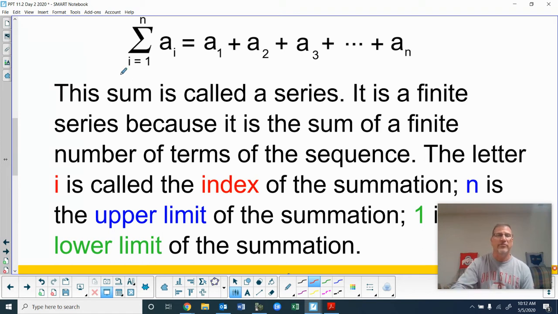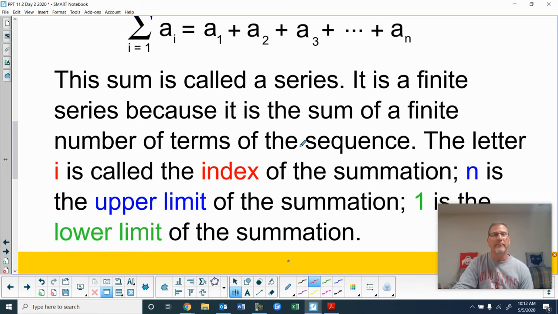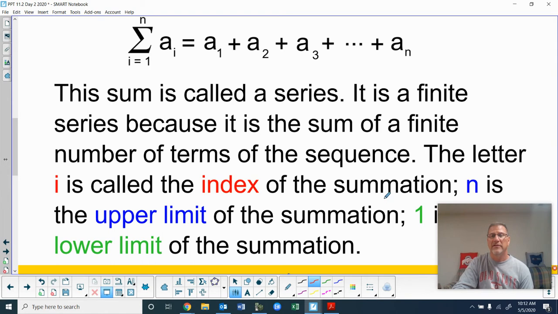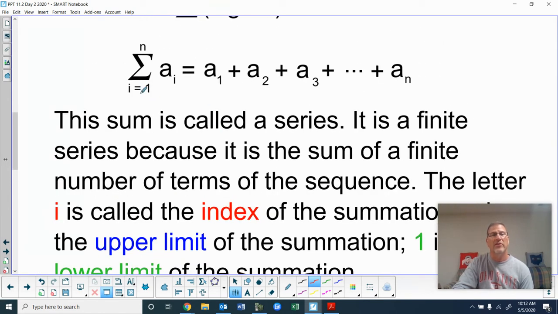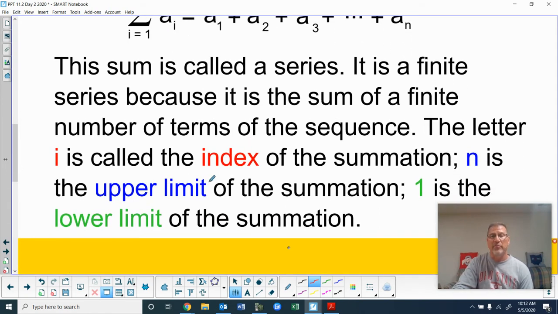So the letter i is called the index. Whatever we're using, they'll use any letter for you. They'll use i's and j's and k's and x's. It doesn't matter. But that number or letter is called the index. And whatever it equals, in this case 1, we call the lower limit. So that's where we start for our n value. And then the number up above, on the sigma, is called the upper limit.